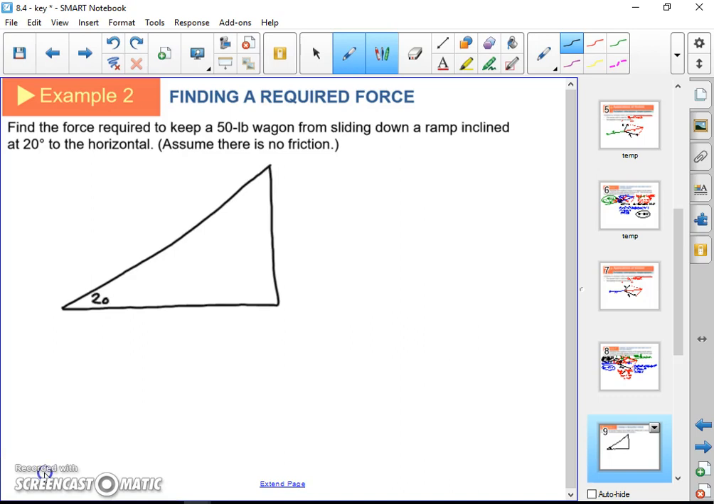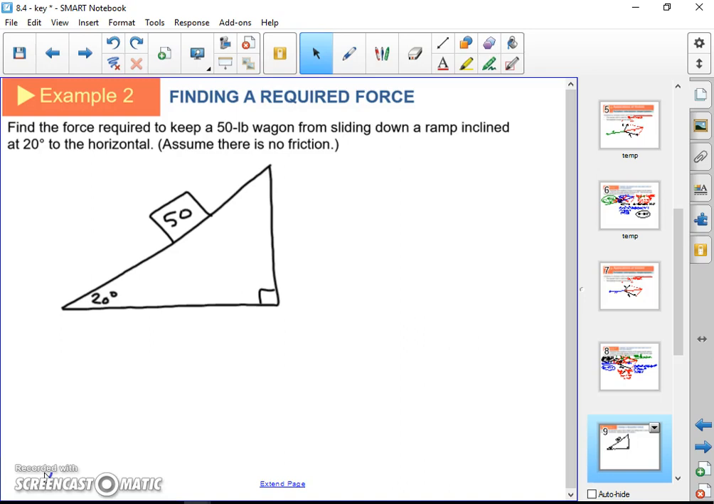There's a ramp with 20 degrees to the horizontal, and you've got a 50-pound wagon or something on the ramp. So start with this picture. Now, those of you who have taken physics, you might recognize this problem. You've probably done this problem before. I think I'm going to describe it in a slightly different way. Let's see if you like this better.